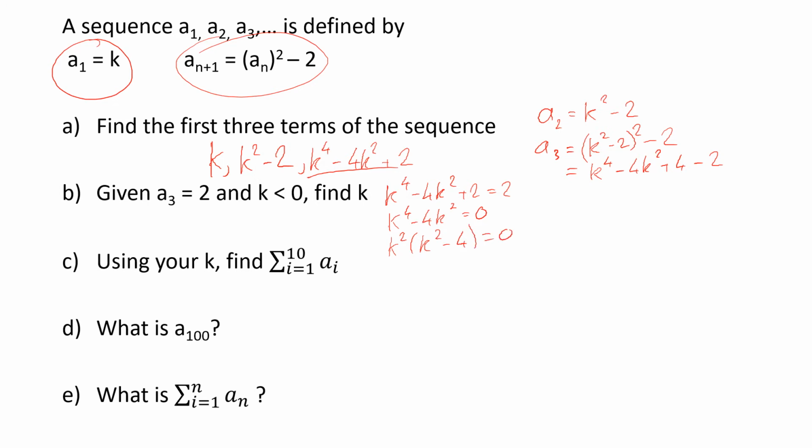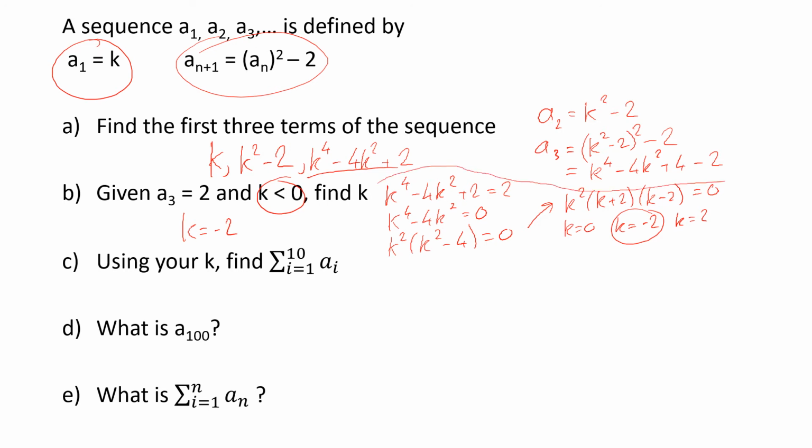We then want to factorize that k squared minus 4, that's going to be (k plus 2)(k minus 2). So that means either k is 0, or k is minus 2, or k is equal to 2. Now it says k is negative, so we're going to have to take the negative result. k is equal to minus 2. Okay, great. Let's just box that off.